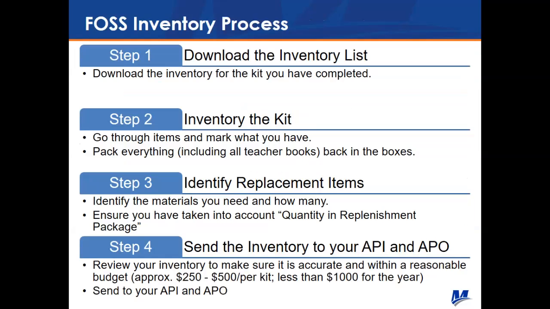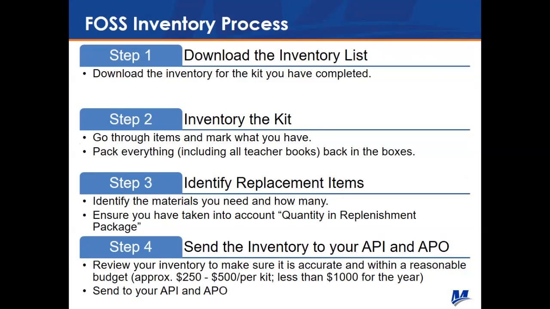So, as a teacher, what does it look like for you to inventory your FOSS kit? Step one is to download the inventory list. This will come as an Excel spreadsheet. It can be accessed on the Delta Education website. It has also been emailed to you. You can print the Excel sheet, but please transfer all information back to the soft copy Excel doc to send to your school leaders.